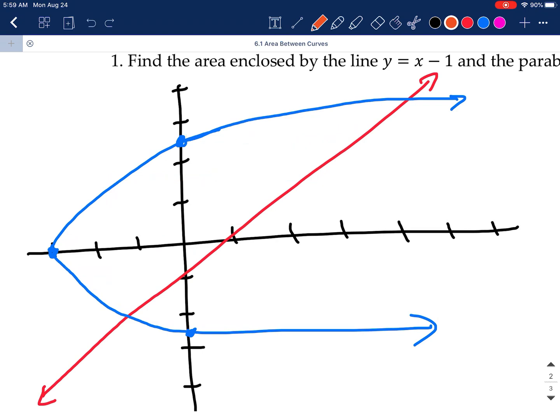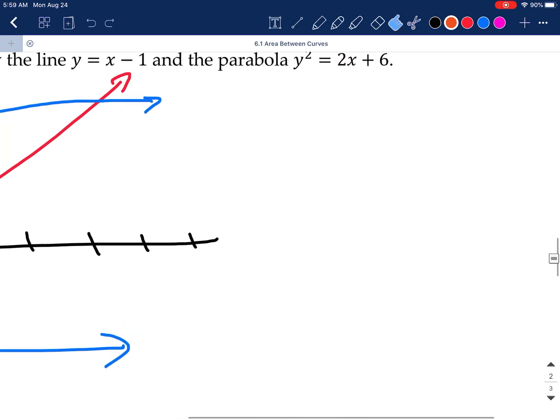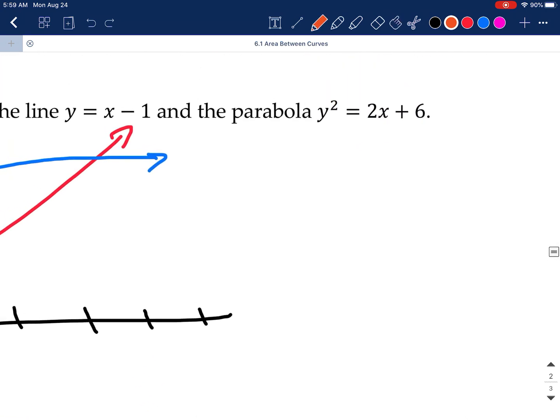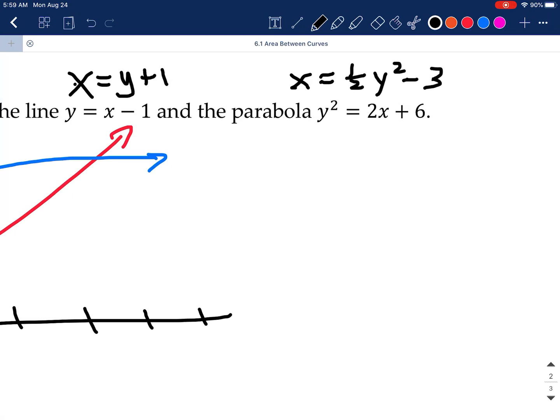Now we do need to know where the intersection points are. So to find our intersection points, we'll set our equations equal to each other. So we'll note x equals y plus 1 is our function of y. And x equals 1/2 y squared minus 3 is our other function of y, our parabola. So if we set those equal, we get y plus 1 equals 1/2 y squared minus 3.